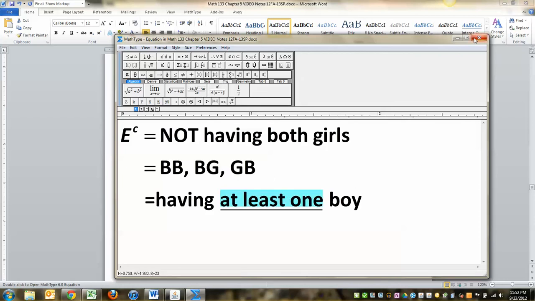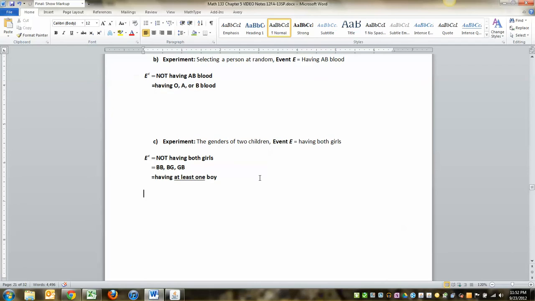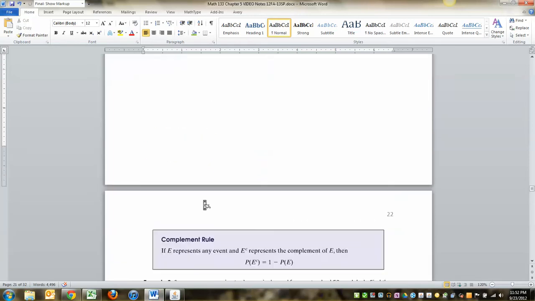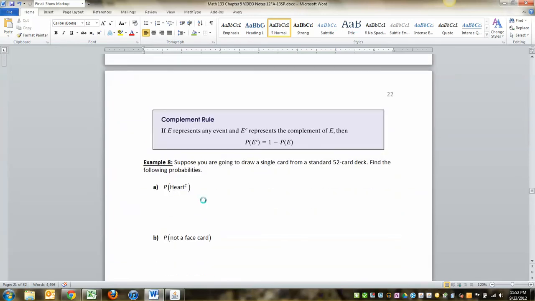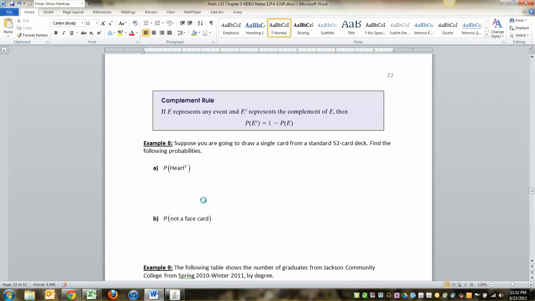And that's not going to go away, my friends, right? So the complement of having both girls is having at least 1 boy. That's a hint. You're going to need that later on. All right. So let's get down here to the handy-dandy complement rule.